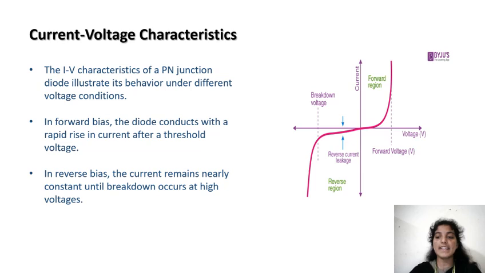Current voltage characteristics. The VI characteristics of PN junction diode illustrate its behavior under different voltage conditions. In forward bias, the diode conducts with a rapid rise in current after a threshold voltage. In reverse bias, the current remains nearly constant until breakdown occurs at high voltages. Here in the graph we can see we are taking voltage on the x-axis and current on the y-axis. That's why we call it VI characteristics.